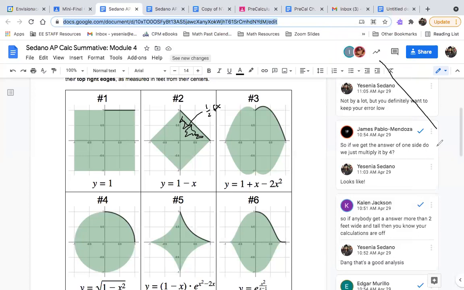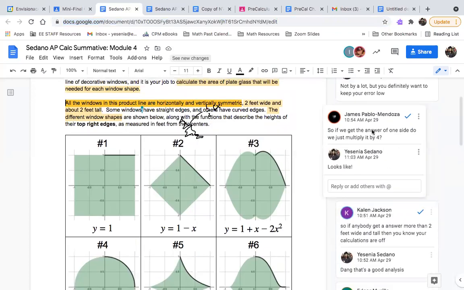Let's see what's in the chat. We have, oh, all quadrants are equal. I think I get it now. It clicked. Yes, and that's the reason why all the shapes in this mini final are symmetric. Look at James' comment, everyone: if we get the answer for one side, basically one quadrant, like we just did with the integral, do we just multiply by 4? Yes, that is what we're doing, because they're symmetric.